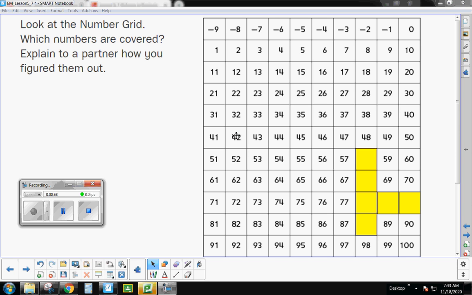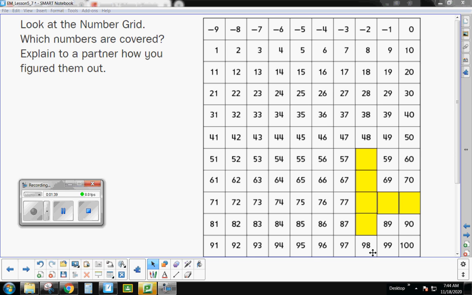Okay, so when I look at what numbers are covered, what do you notice? First of all, 58 is covered up, right? How did you know that 58 was covered? You might say, well, I know that 58 is between 57 and 59. I also know that as I'm going down the number grid, here's 48. And we know that when we're going down a number grid, we are counting by tens, right? So 58, and then if I go down again, 68, 78, and 88.